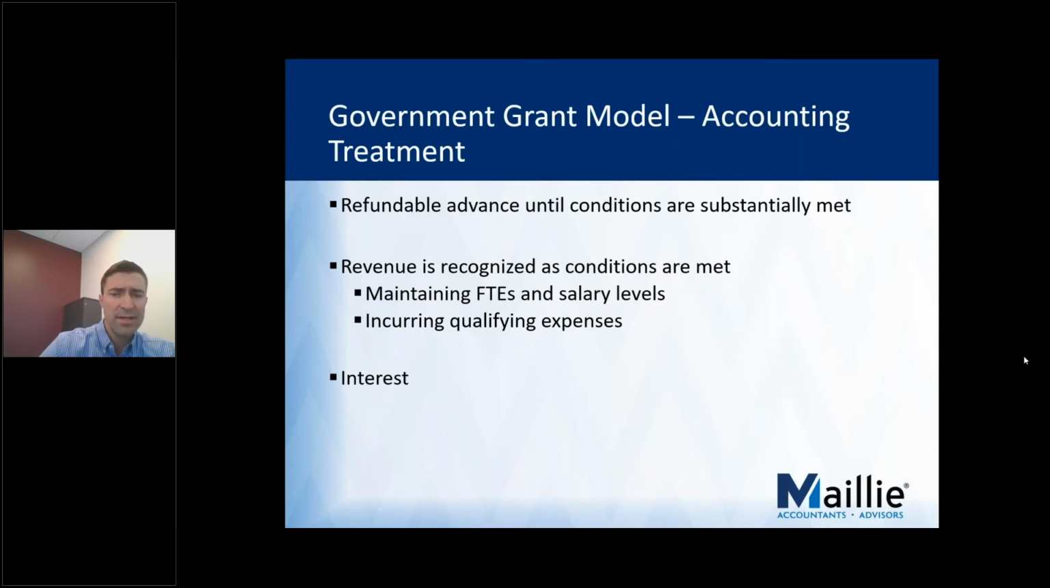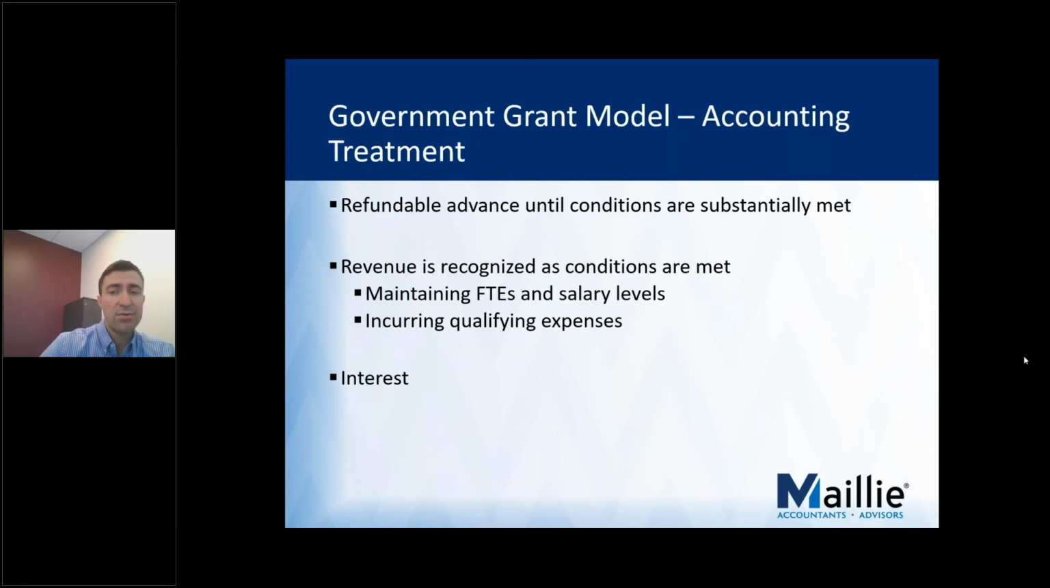So how would this work? If your entity determines that you're going to meet the guidelines for forgiveness, they would recognize revenue when they incur the qualifying expenses. For a nonprofit, this revenue would be called grant income on your financial statement. For a for-profit business entity, this would be considered non-operating revenue, similar to the terminology used for the debt model.